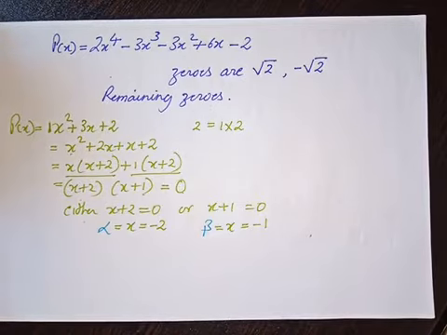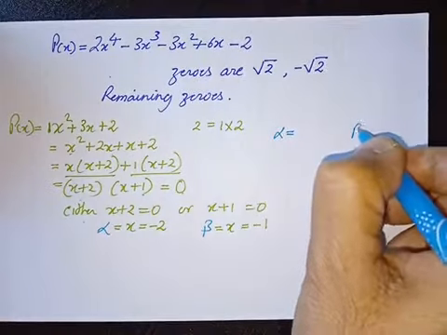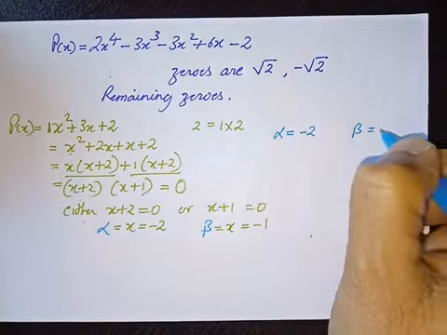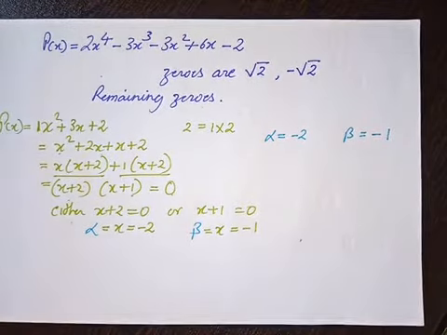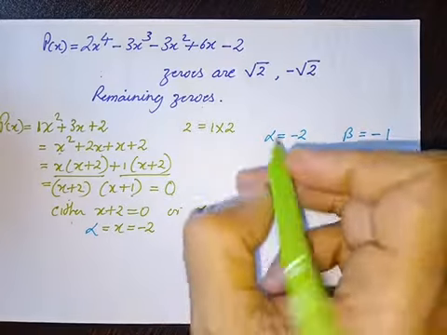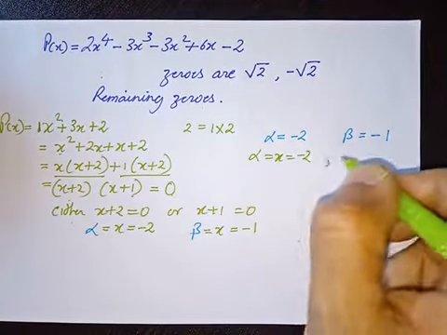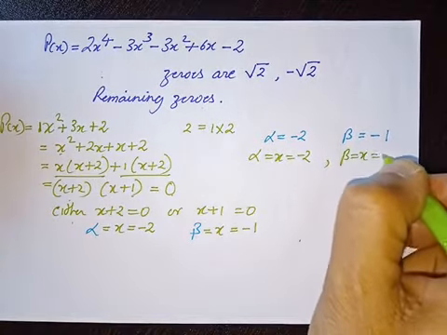Now suppose in an equation roots are given to you. Let alpha and beta be given to you, and let alpha be minus 2 and beta be minus 1. Now roots are given to you. If roots are given, it means the value of x is given. So the first x is minus 2 and the other x is minus 1.